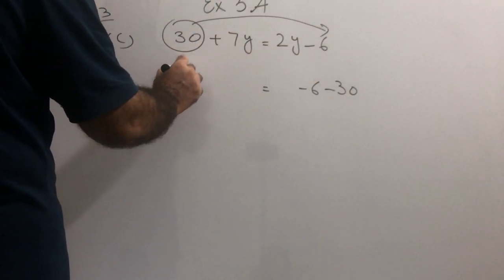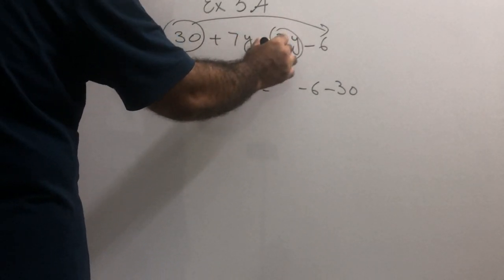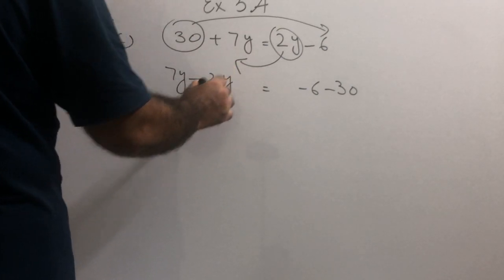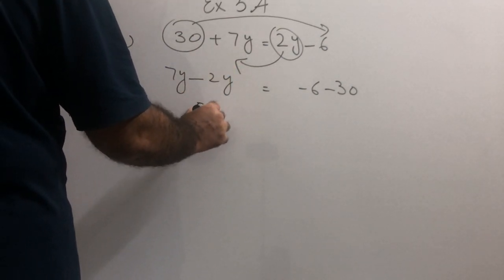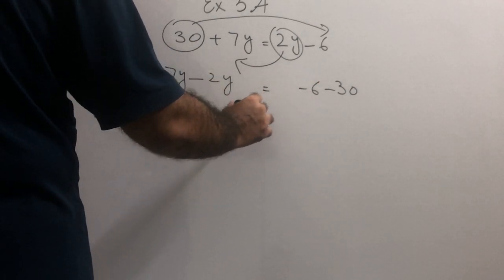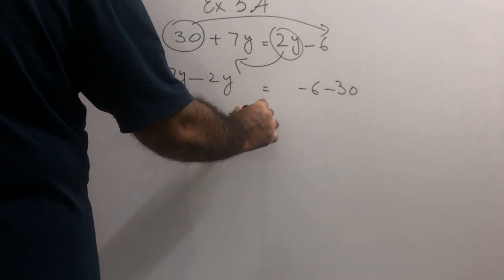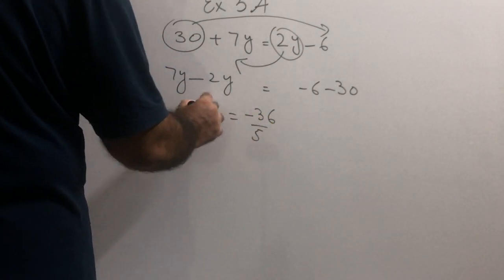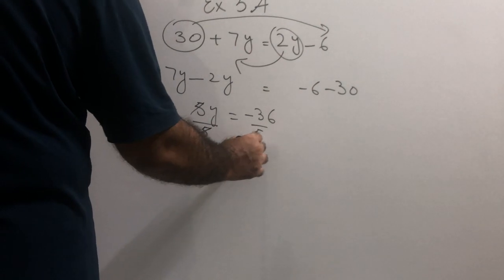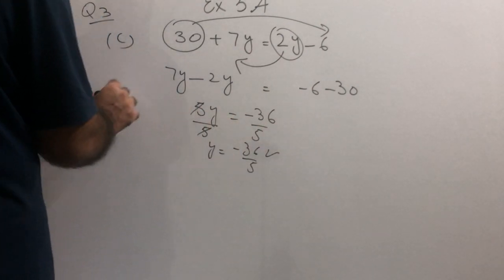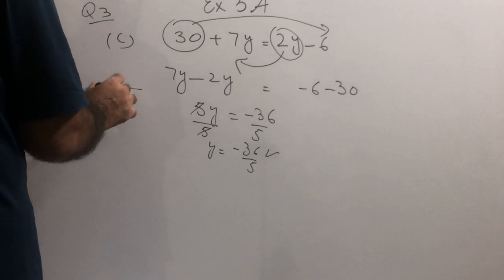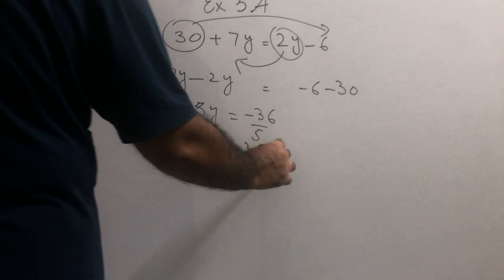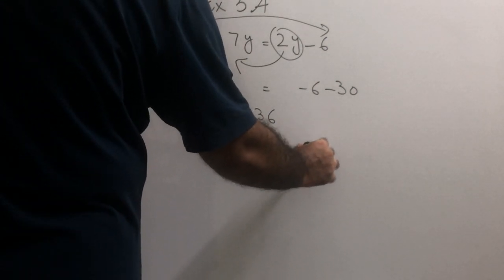Then on this side we have 7y, so we'll take this to this side. Here it is plus 2y, when it goes to this side it becomes minus 2y. 7y minus 2y is 5y, minus 6 minus 30 is minus 36. Divide both sides by 5, y is equal to minus 36 over 5. This is the answer. Further, we can bring it to mixed numbers. 5 7s are 35, 1 remains, so it becomes minus 7 whole number, 1 over 5.